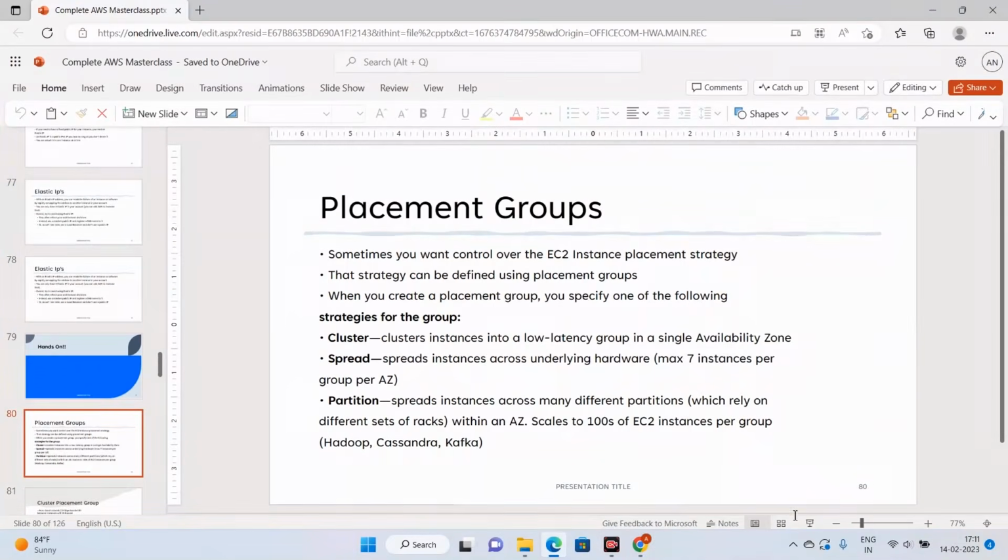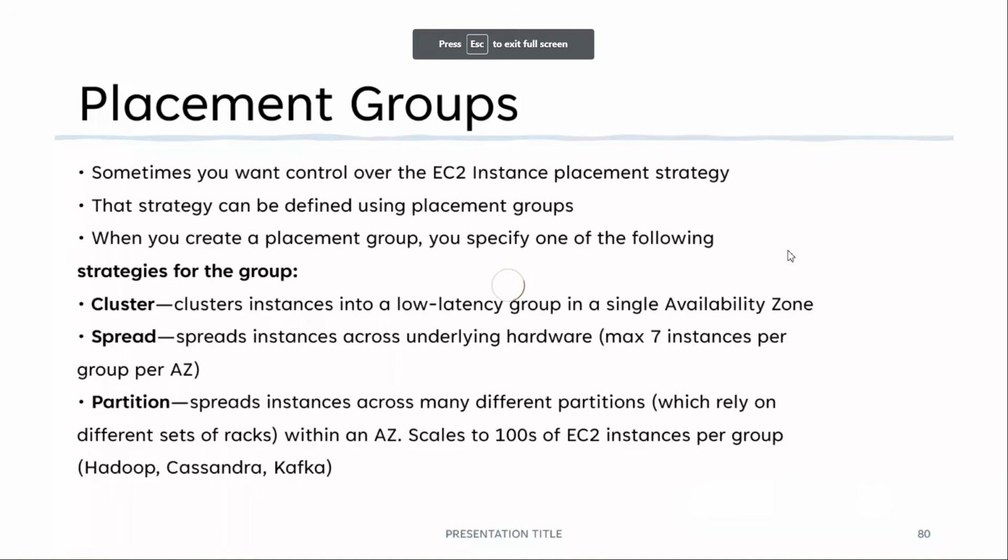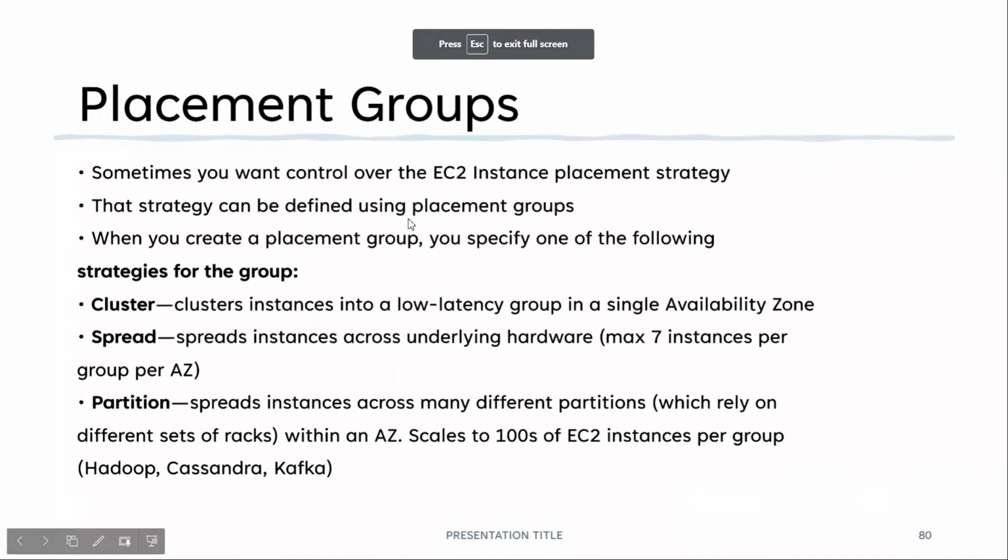Now let's talk about some other stuff. Let's talk about placement groups, and it is very important to understand what placement groups are. Sometimes you want control over the EC2 placement strategy, like how you want to place your EC2 instances, right? That strategy can be defined using placement groups. So the strategies for the group are: one is the cluster placement group, one is the spread placement group, and one is the partition placement group. Let's see one by one how these placement groups work and what the advantages of using each of them are.